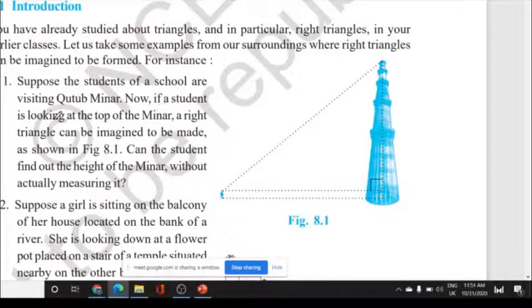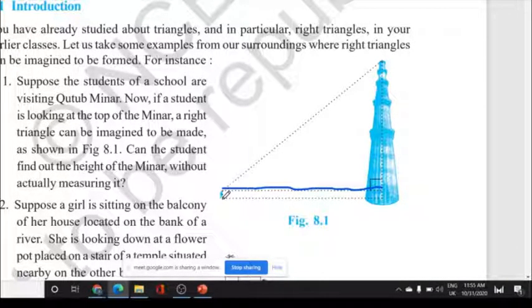Now if a student is looking at the top of a minar, a right triangle can be imagined to be made. So if you are looking at the top of a minar, then you see the child is here. Can you see the right triangle that is being made? Yes, ma'am. From here he is looking straight. From his side we are drawing a line. It is reaching here. From the ground, sorry, I am not drawing it clearly, it is this straight line that is coming over. Can you see that? Yes, ma'am.